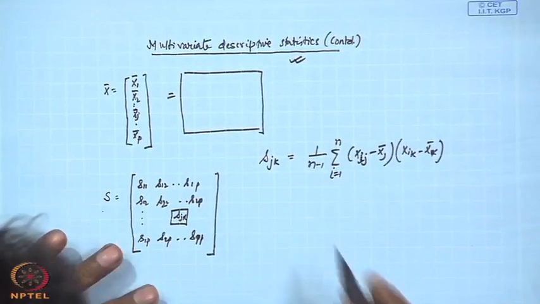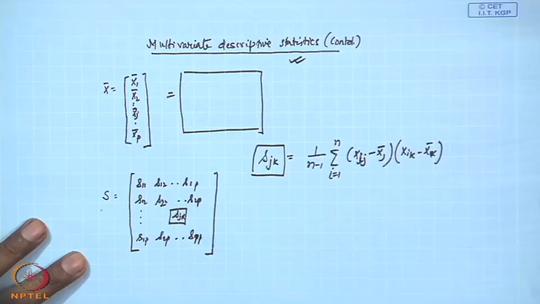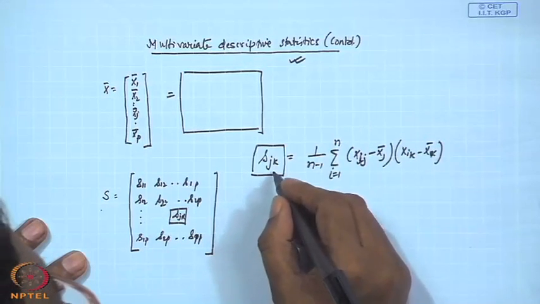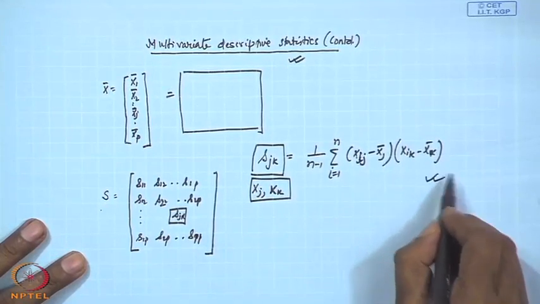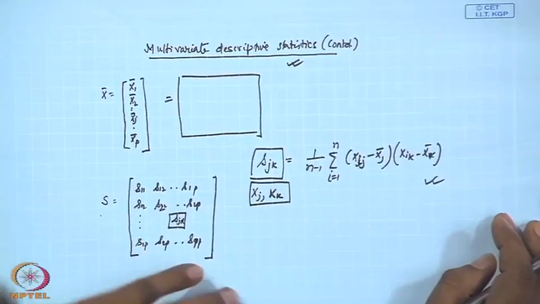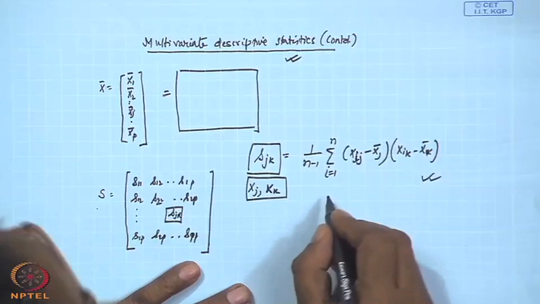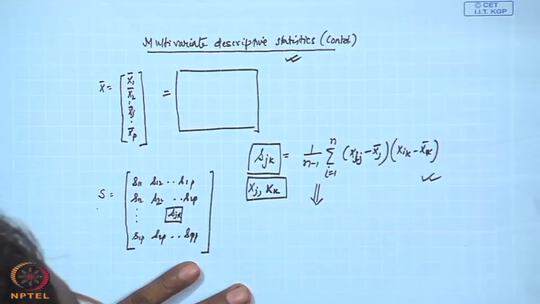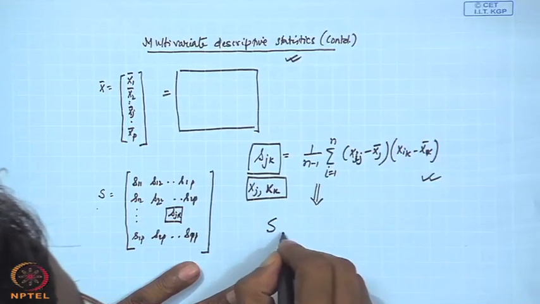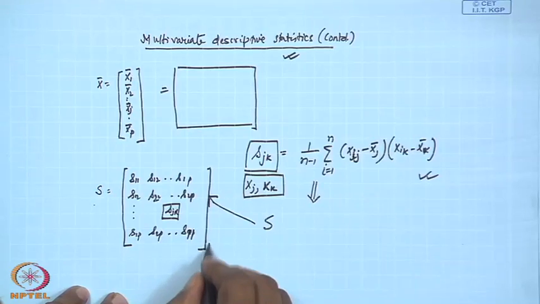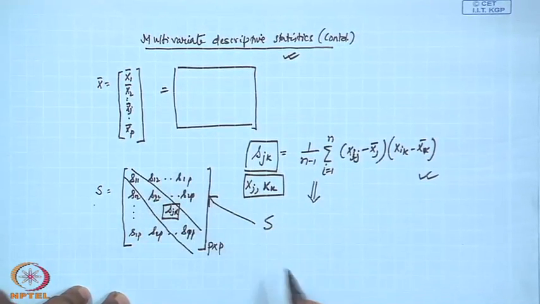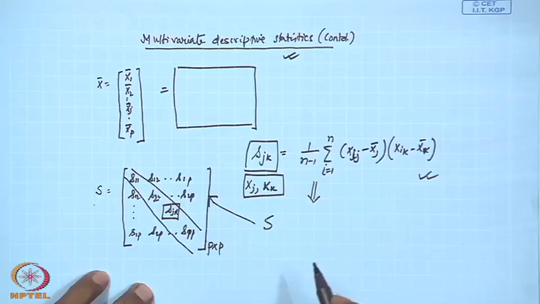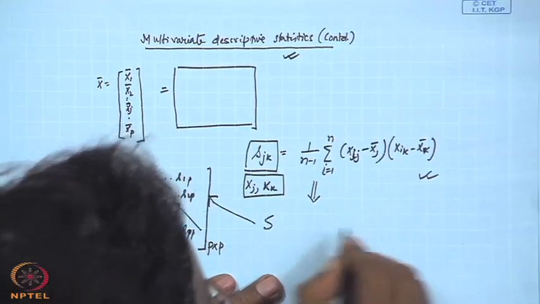Good afternoon. We will continue multivariate descriptive statistics today. Last class I gave you S_jk, the formula to compute the covariance between two variables x_j and x_k, and this is the sample covariance computation formula. Now, we want to use matrix multiplication to compute S, that p cross p matrix, where the diagonal elements will be the variance components and the off-diagonal elements will be the covariance components. We will compute this from the data matrix.